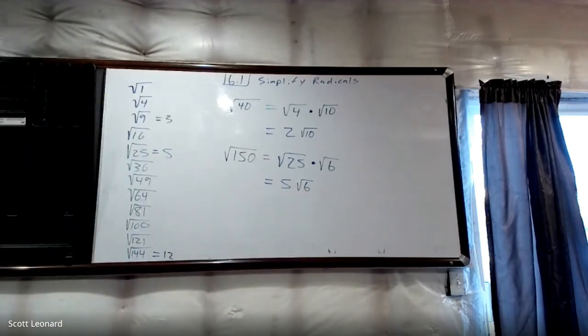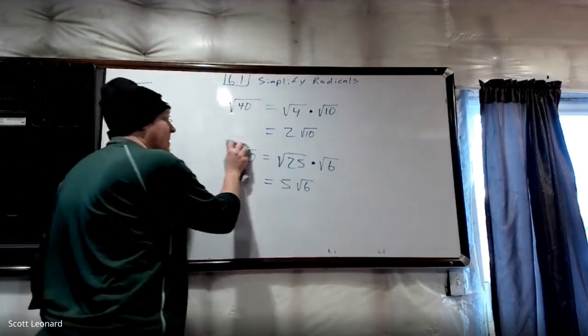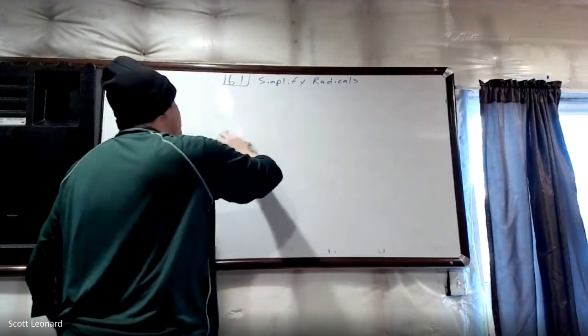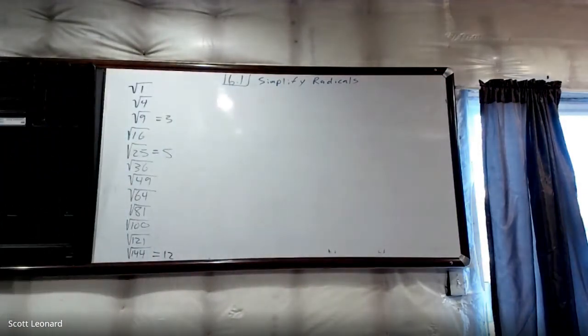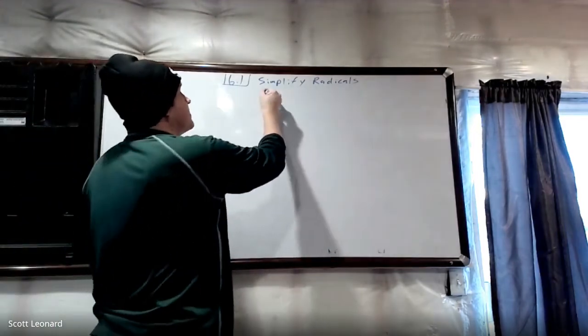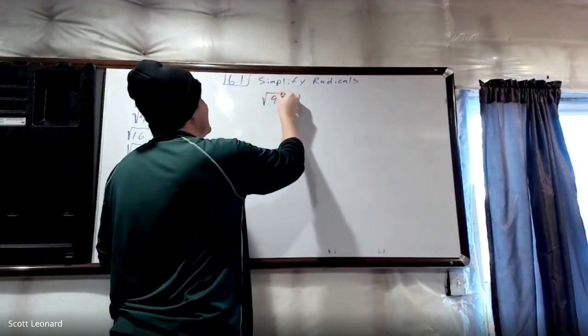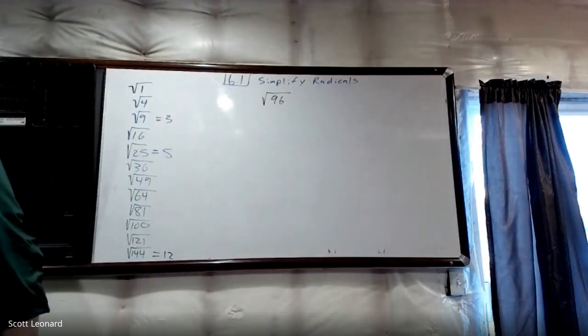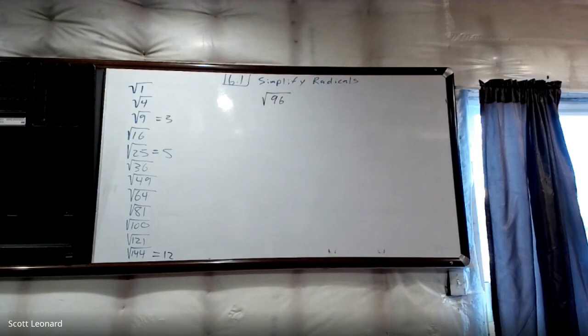Now this next one I'm going to give you, there's more than one way to get it. So I'm going to do both ways, but I'm going to have you try it first. Square root of 96. I'm going to give you about 3 minutes to work on this one.